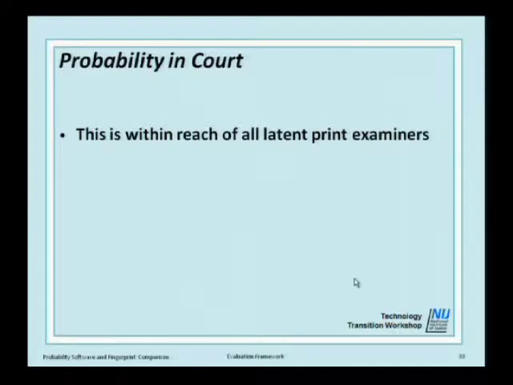This is not beyond the reach of any latent print examiner to do. You do not need a degree in statistics to do this. What you need is suitable training. And I think I've said that before. I'm going ahead of myself here.